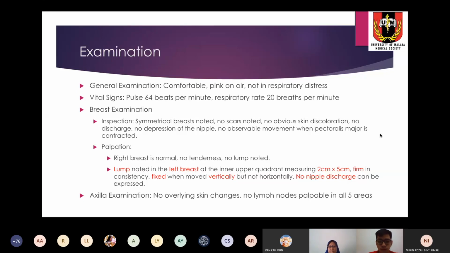Yeah, I see. Okay. Very rarely I found blood in duct ectasia. Okay, so I think that the lymph node axilla examination finds there are no palpable nodes, no overlying skin changes.